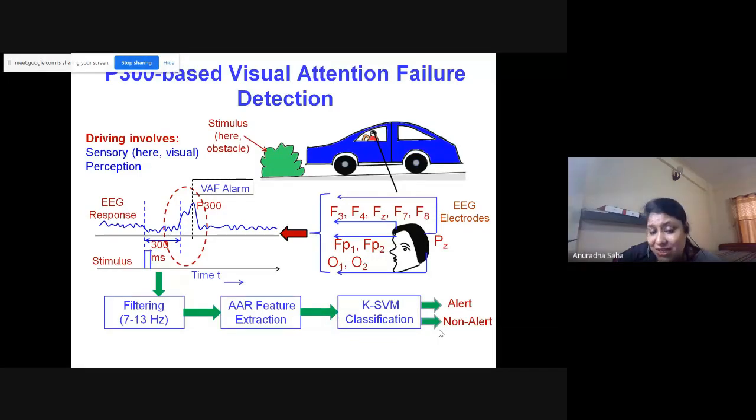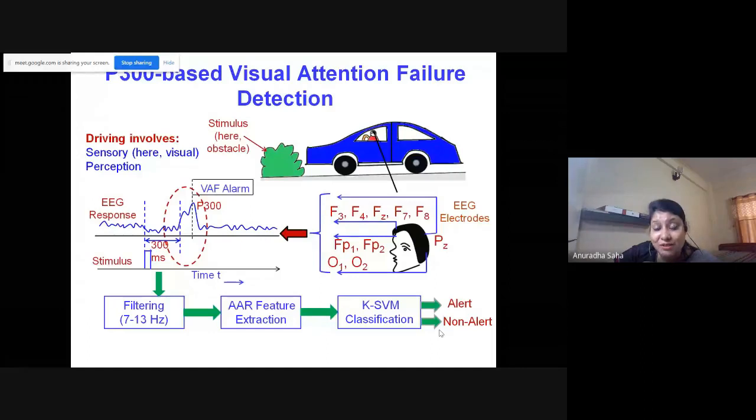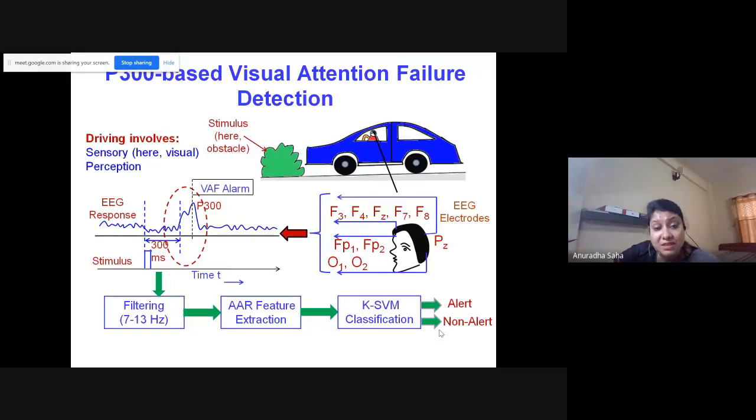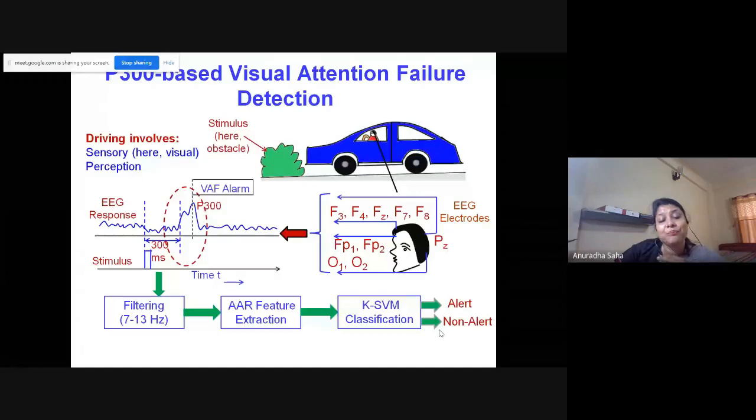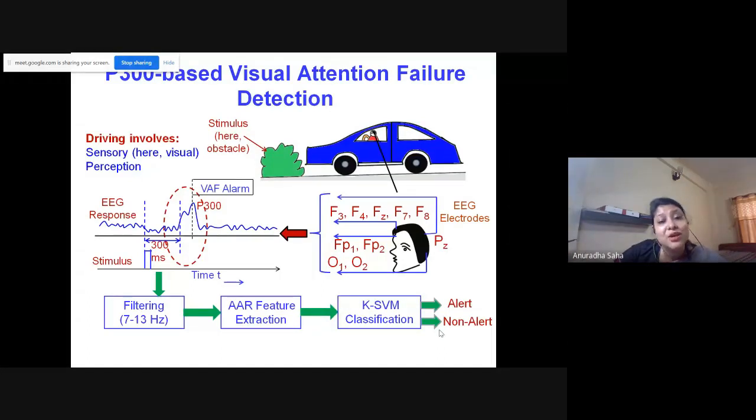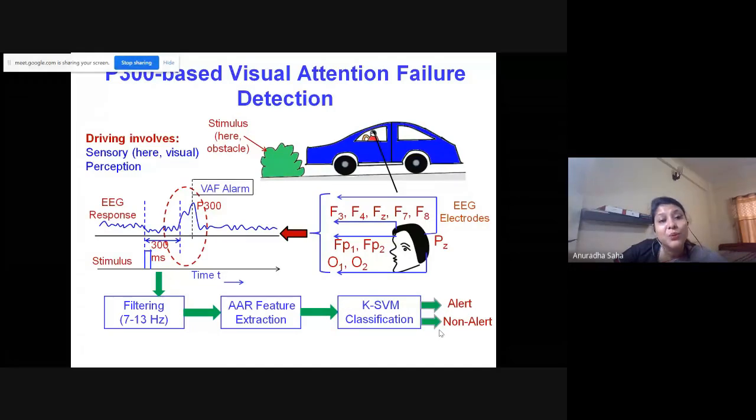There are several feature extraction techniques associated with brain computer interface or EEG signal processing, and here we have taken the adaptive autoregressive feature extraction method. This is one particular method. There are many others, such as power spectral densities, discrete wavelet transform, and common spatial patterns. What is important is to identify the correct feature extraction technique which can extract those significant features that help you confirm whether this particular driver is having visual attention failure or not.